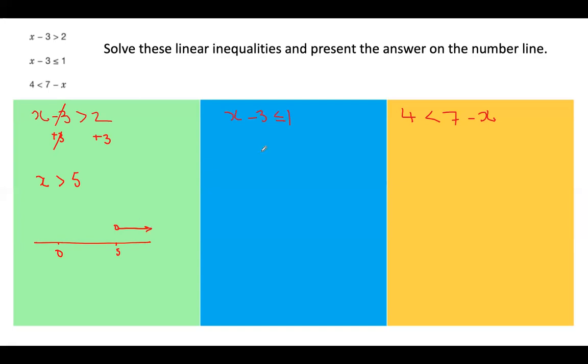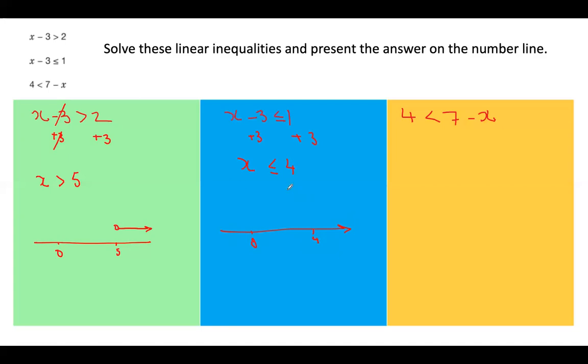Let's have a look at example number 2. x minus 3 is smaller than or equal to 1. Get rid of the minus 3 by doing plus 3 on both sides. So you have x smaller than or equal to 1 plus 3, 4. Again, draw the number line. This is 0 and this is 4. Place both of them on the number line.